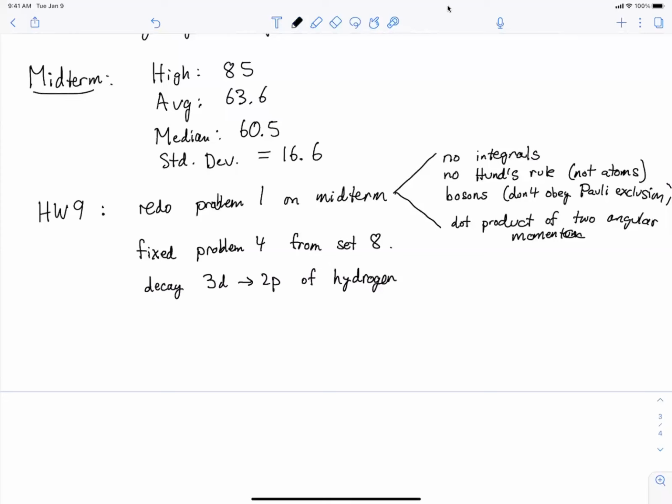And I'm actually choosing 3D to 2p to make it as easy as possible. If I'd chosen something else from the 3rd level of hydrogen, it would have actually been harder. And when I'm doing this, I'm going to only make you do a specific value of m.